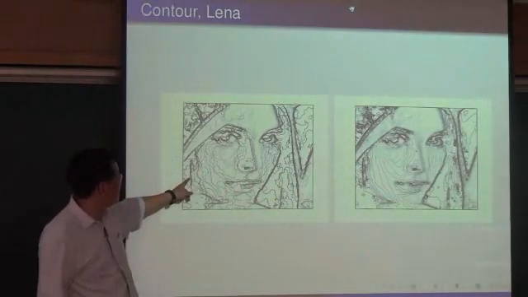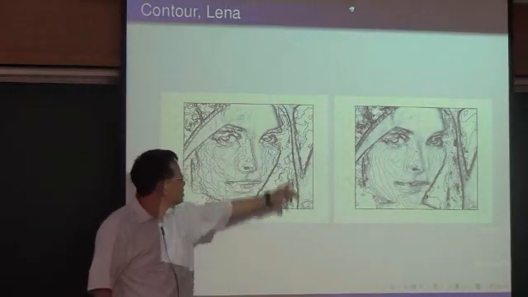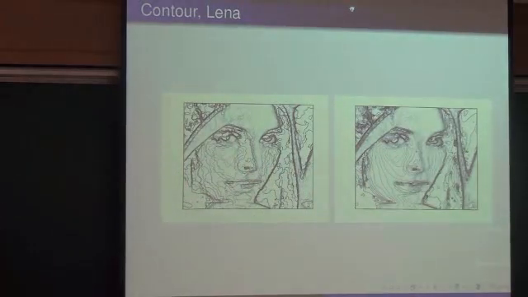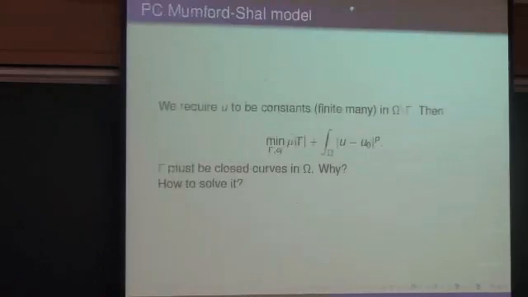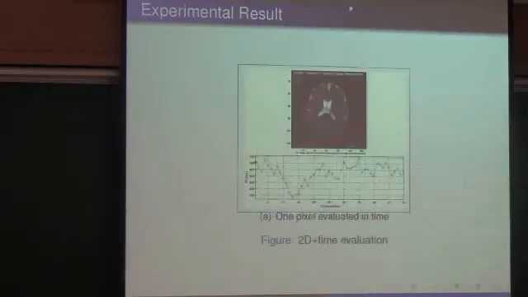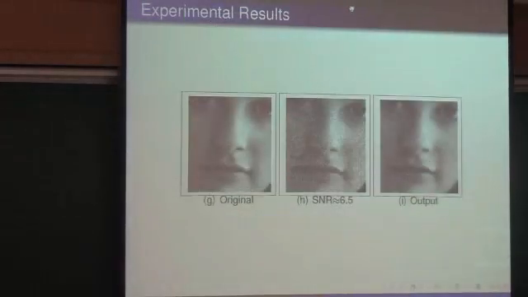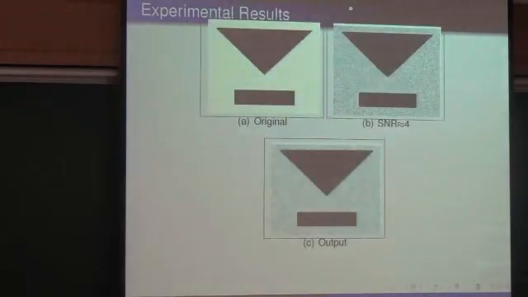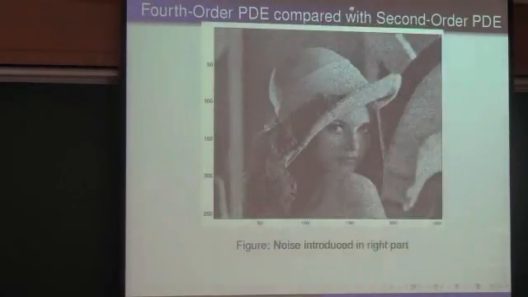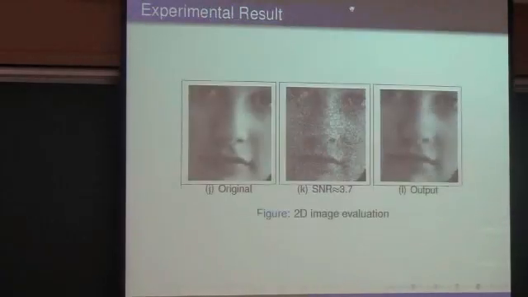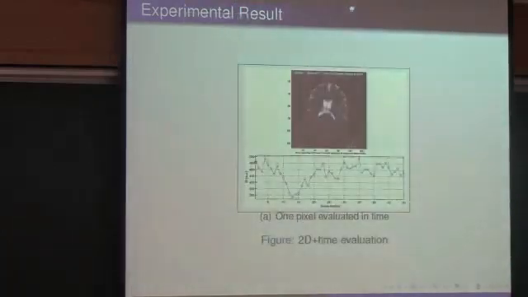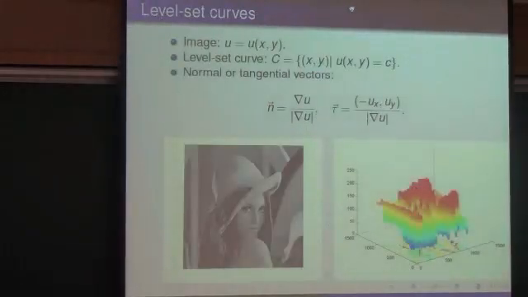Here, if you use a TV, you kill all the oscillation, but the higher order is even better. In fact, this one was not by the fourth order; this one was by the elastica. We will try to come to elastica later. So we were talking about this image. You add noise to a half and then remove the noise, and this is a lot of numerical comparison between the fourth order and the second order. Let's skip those things.